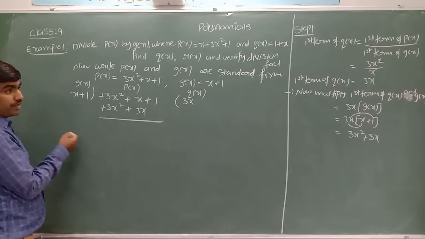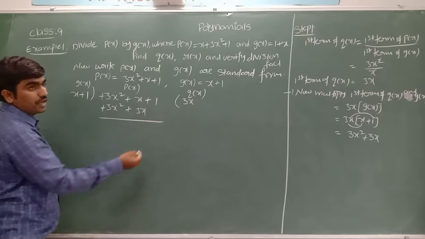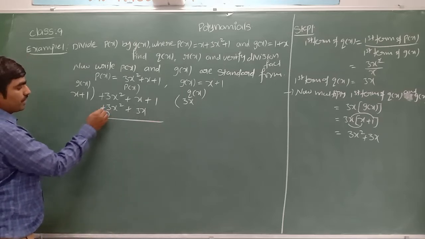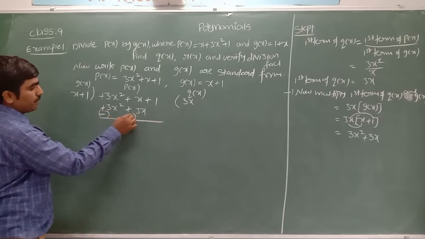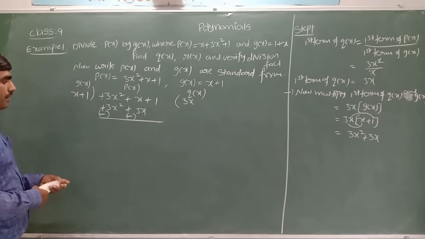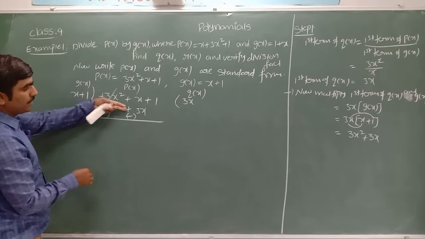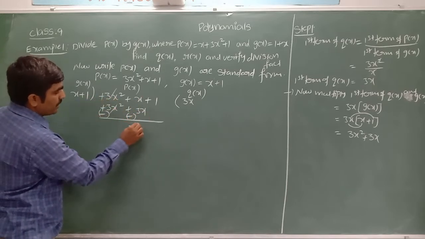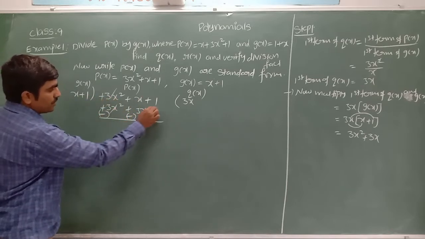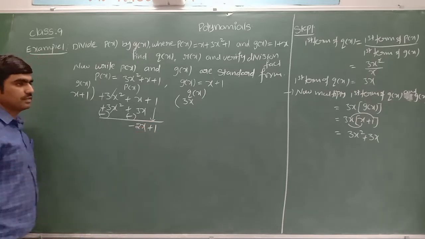Then what do we have to do? We need to change the symbols of the complete second row. If it is a plus symbol, we write minus. Now consider only the new symbols. Plus 3x square, minus 3x square, both are cancelled. Plus x, minus 3x, we can write minus 2x. Now we take down the plus 1.